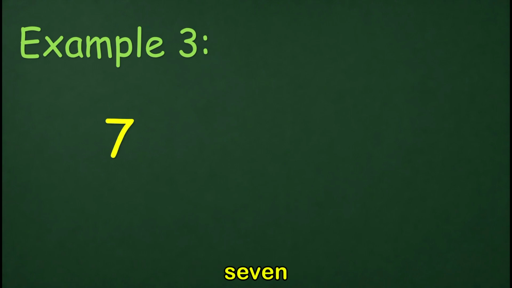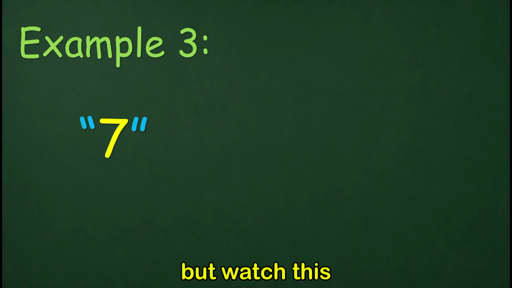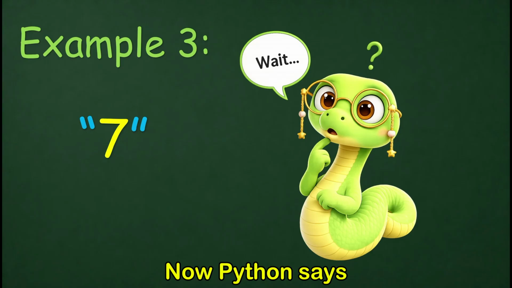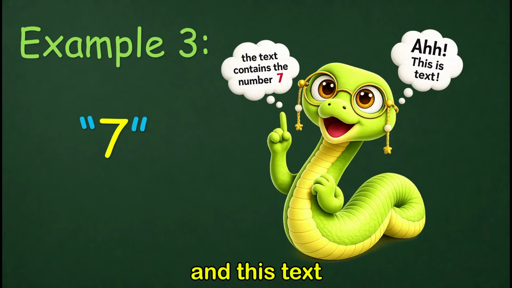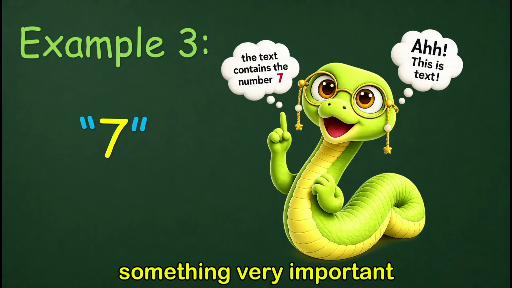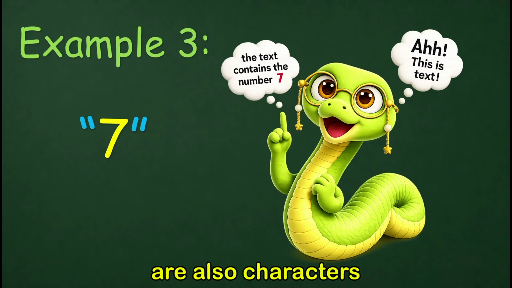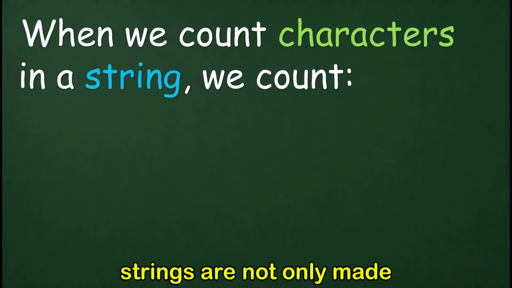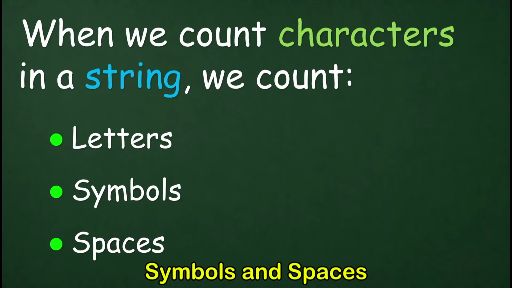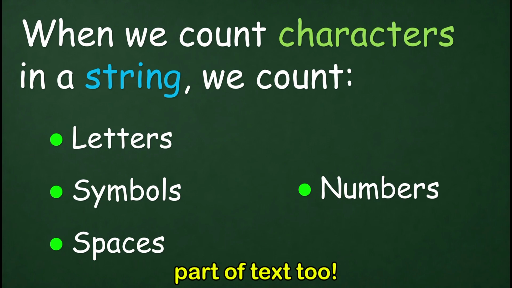Look at this, 7. What is this? Yes, it's a number. Python sees it as a number too. But watch this. Now Python says, wait. Oh, this is text, and this text contains the number 7. That means something very important. Numbers are also characters, and they can be inside strings too. That means strings are not only made of letters, symbols, and spaces, numbers can be part of text too. That's a new discovery for today.